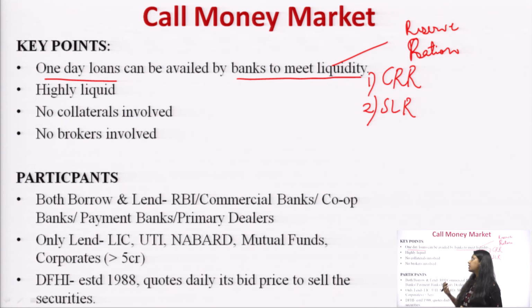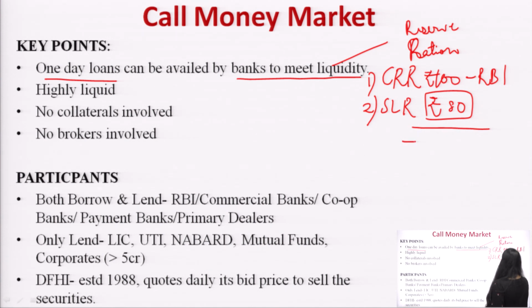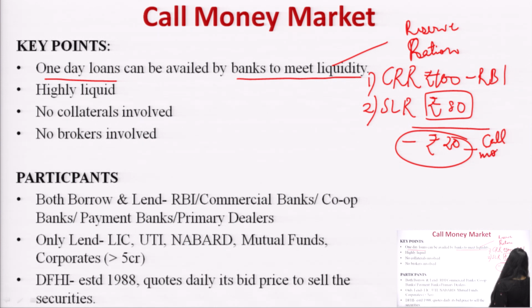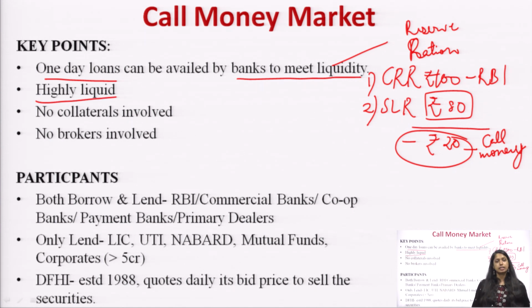I want to deposit say 100 rupees with RBI, and as of now in my bank I only have 80 rupees. What will I do? I will take the deficit of 20 rupees from somewhere. This 20 rupees deficit is being met with the help of the call money market. So, what am I doing? I am just taking this 20 rupees from the market in order to complete my deficit, in order to meet my liquidity. Highly liquid, you could easily borrow and you could easily convert them into cash.